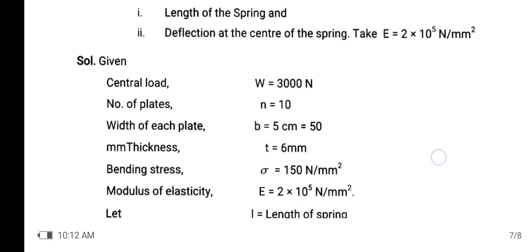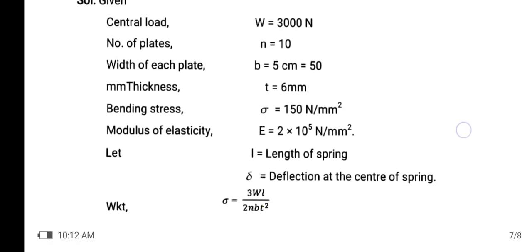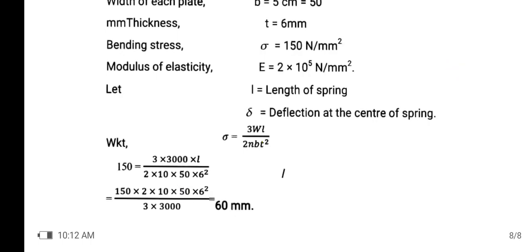Given data: central load W is equal to 3000 Newton, number of plates N is equal to 10, width of each plate B is equal to 5 cm, converted to mm, that is 50 mm. The thickness t is equal to 6 mm, bending stress sigma is equal to 150 Newton per mm square, and Young's modulus E is equal to 2 into 10 power 5 Newton per mm square. L is the length of the spring and delta is the deflection at the center of the spring.